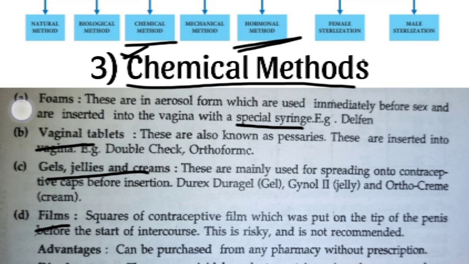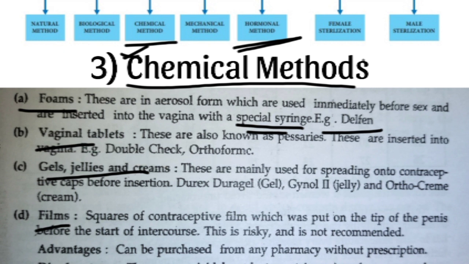In chemical methods, the first method is the foam method. Here we introduce the chemical into the vaginal wall of the female, in the form of an injection. For this we have an example, that is Delfin. And then vaginal tablets. Here the tablet is inserted into the vaginal wall, and this tablet makes the environment acidic in nature, so that the sperm which enters the environment will die and pregnancy will not occur. We have Double Check and Orthophonic as brands of vaginal tablets.